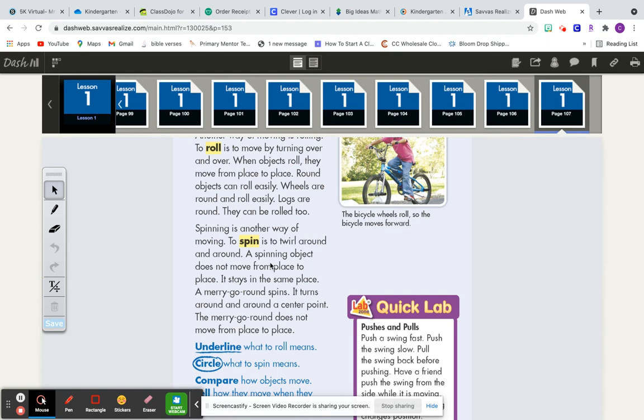Spinning is another way of moving. To spin is to twirl around and around. Spinning an object does not move it from place to place. It stays in the same place, like a merry-go-round. So if you've been on a merry-go-round, the merry-go-round does not move from its place. It stays in the same place. But it is motion. You are in motion. You are moving. It turns around and around a center point.